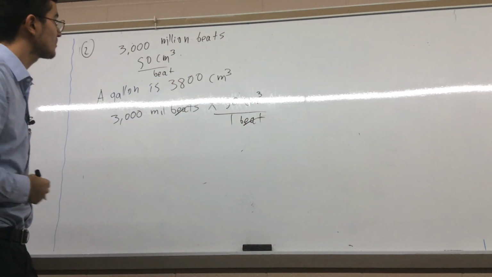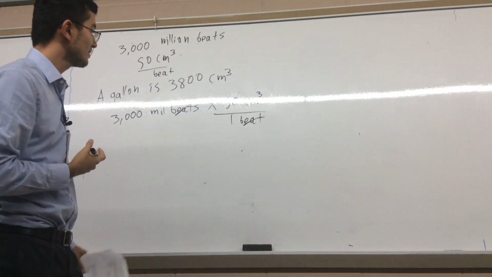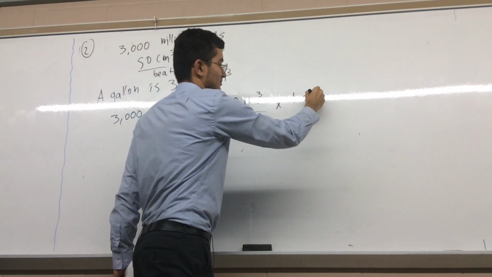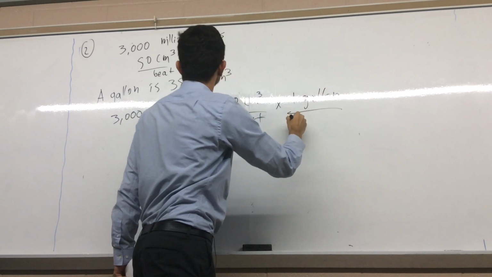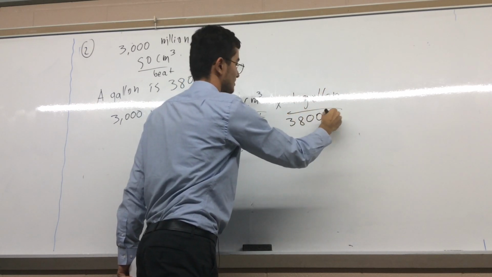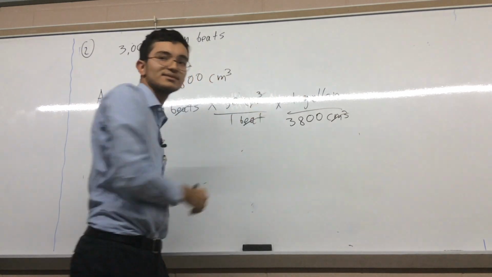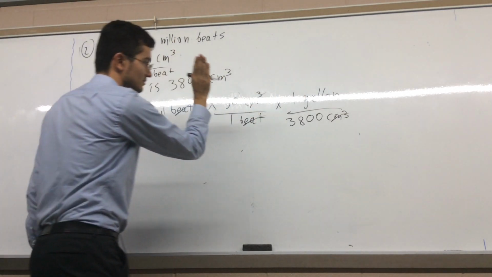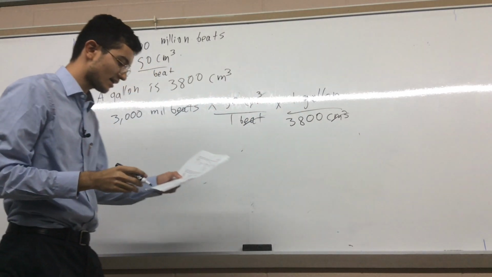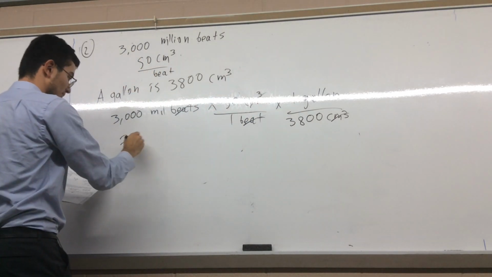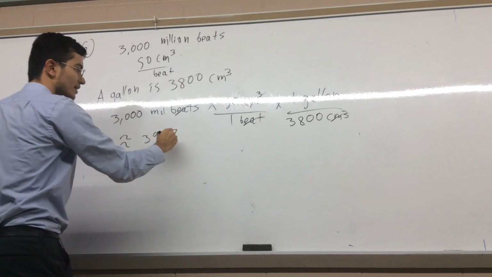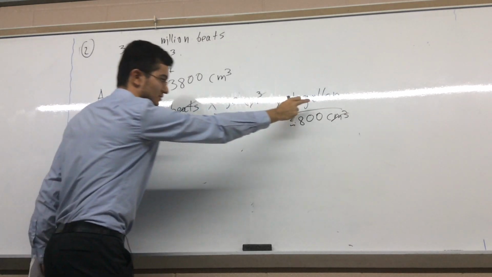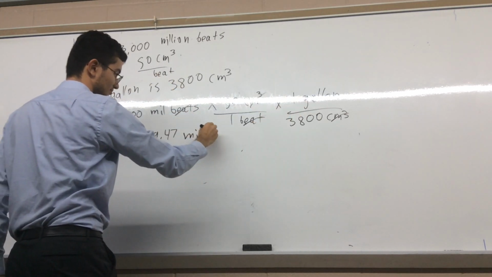See? Now we want to find million gallons, right? So what do you have to do here? Times 1 gallon over 3,800 centimeters cubed. And that cancels out over there. You see? Very good. And now when you multiply all of this, 3,000 times 50 divided by 3,800, you're going to get about 39.47. And of course, the units are going to be million gallons.